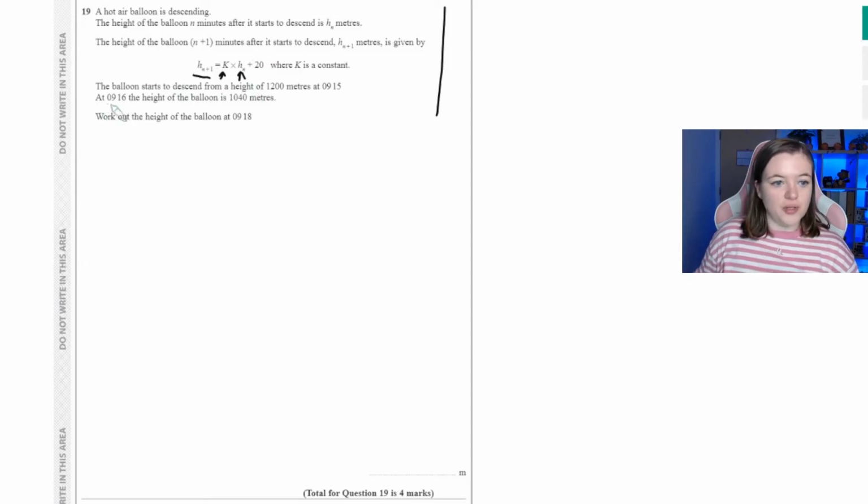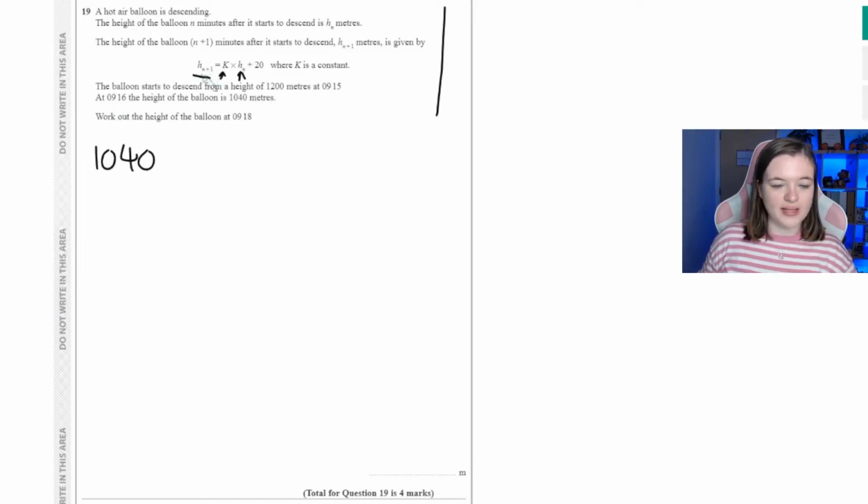So the balloon starts to descend from a height of 1200 meters at 09:15. The times aren't really all that relevant. It's just to show us how many minutes have passed, essentially. So what I'm going to do is the height at n plus 1. So the height at 09:16, which is 1040, which is the height 1 minute after it started, is then k multiplied by the height that it was originally when it starts to descend. That was 1200 and then plus 20.